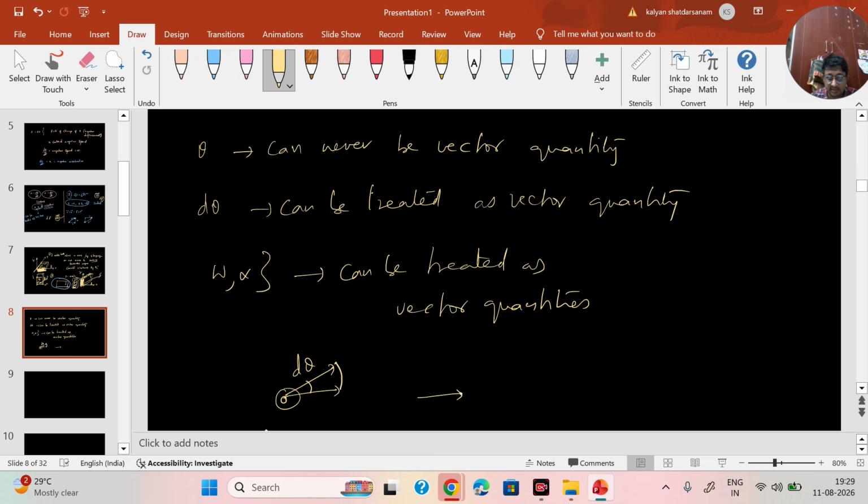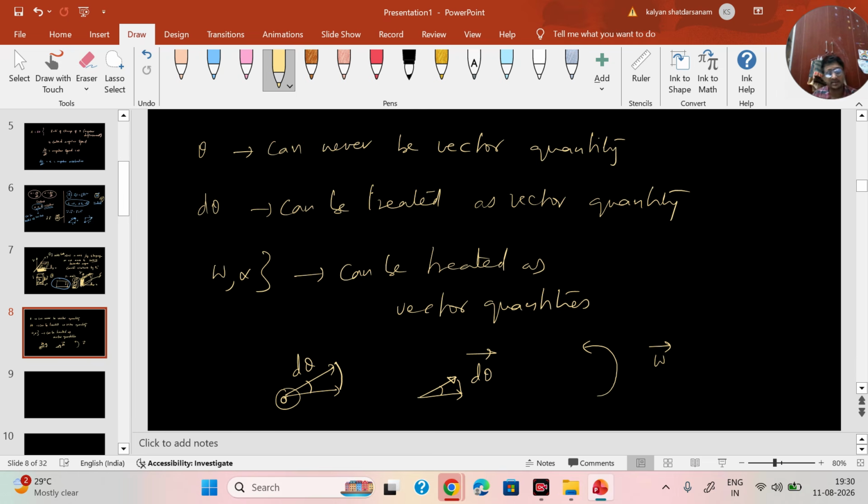Suppose you rotate this line by an infinitely small angle d theta, I can treat it as a vector, and the direction is out of the screen. Similarly, if something is rotating anti-clockwise, I can treat omega as a vector and it's out of the screen. The same goes for alpha, depending on how alpha is. So d theta, omega and alpha can be treated as vectors, nothing wrong.